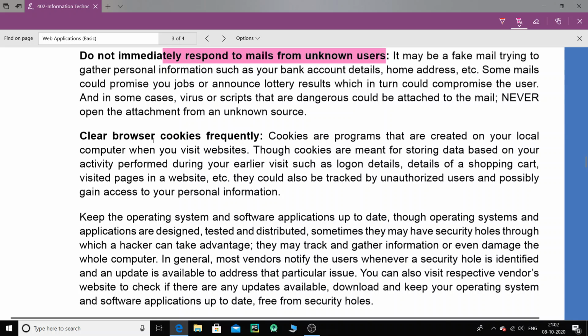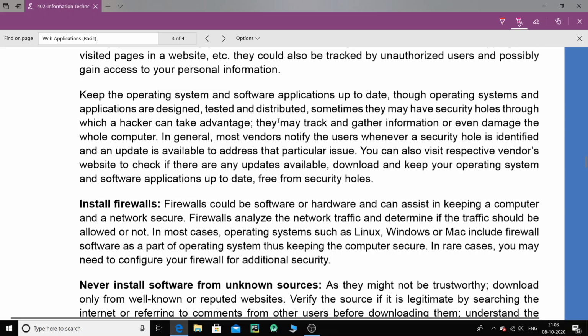Clear browser cookies frequently, because the websites basically store data in cookies. Cookies are nothing but just files which store the data. The websites store your data in your computer's cookie folder. So it's better to clear your cookies frequently. And I've shown this process also, how to do that.